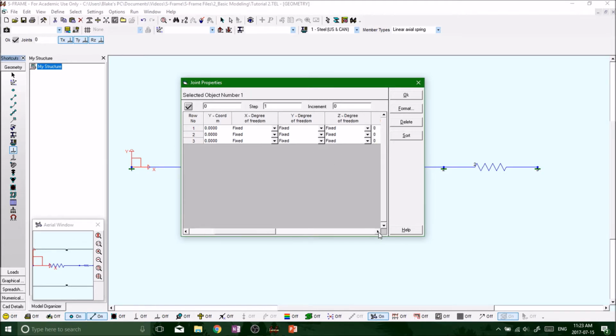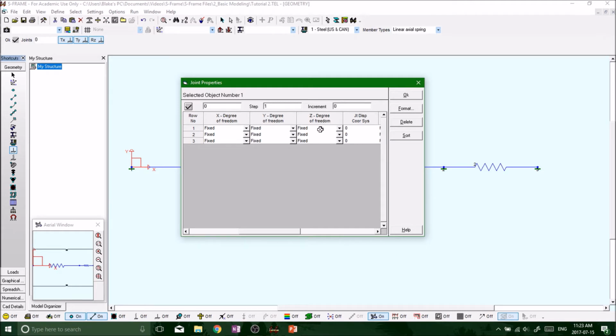And now the most important thing that we need to pay close attention to is your X degree of freedom, Y degree of freedom, and Z degree of freedom. Right now, everything is fixed. By default, S-frame puts everything as a fixed support. So your X degree of freedom is fixed, meaning no translation can happen in the X direction, and that's left and right. Y degree of freedom is fixed. That means no translation in the Y direction, up and down, can be done.